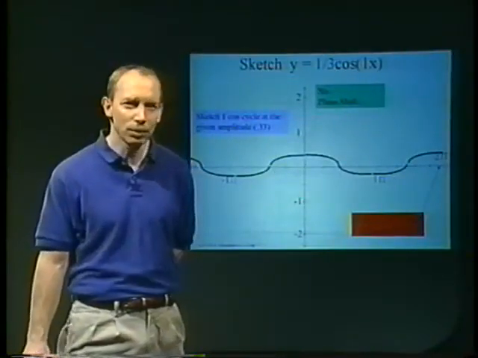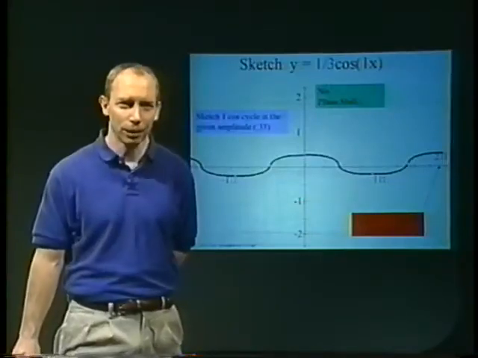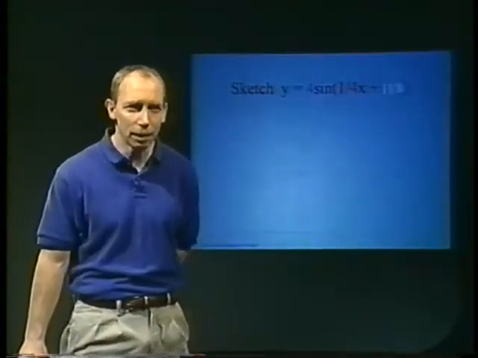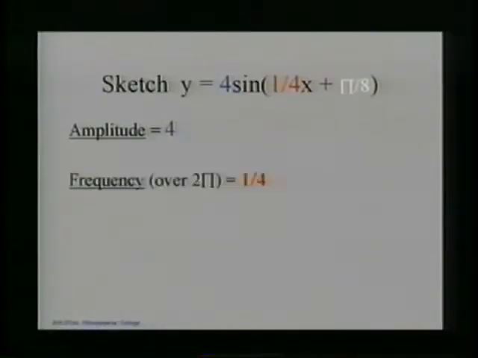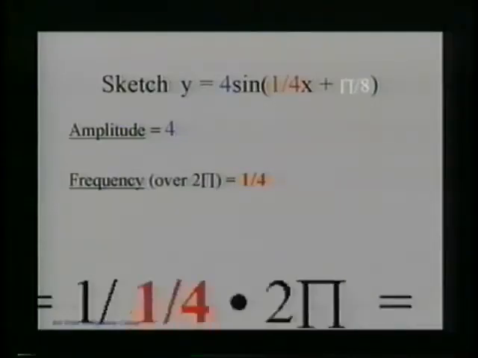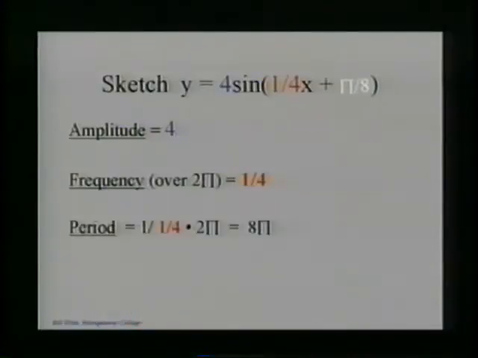I'm going to do one more. I'm going to do the hardest one that was on the homework. Okay? Look at this bad boy. It's got everything. It's got phase shift. It's got the whole schmagooga. The amplitude is 4, just like the other ones, the number in front of sine. The frequency over 2 pi is the 1/4, the number in front of x. Now the period is going to be 1 over a 4th.